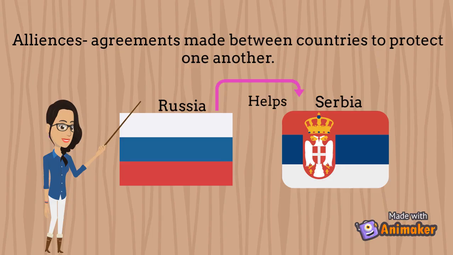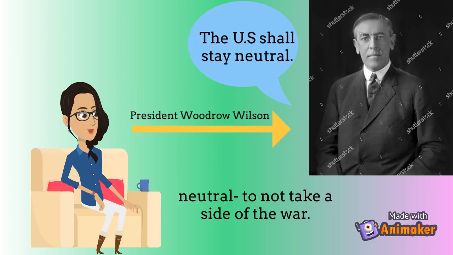Wait a second. What are alliances? Alliances are agreements made between countries to protect one another. For example, Serbia needed help in the war, so Russia went to help Serbia. Then Austria-Hungary needed help, so Germany helped them.